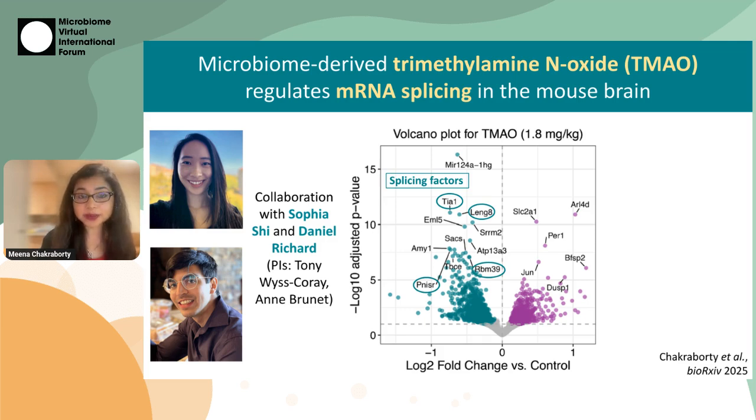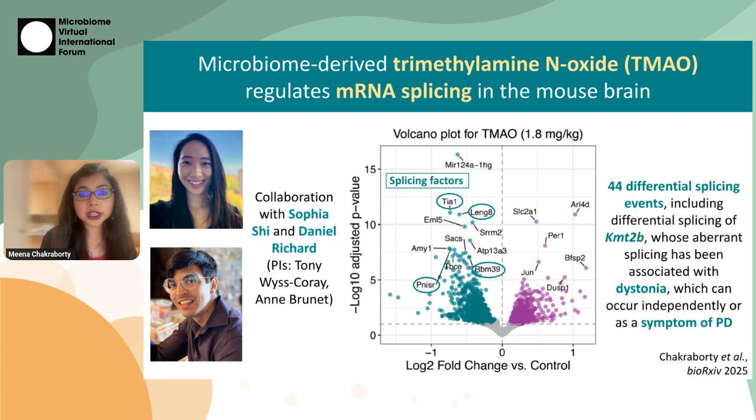splicing factors. And when we dug deeper, we saw that there were actually 44 differential splicing events between the brains of TMAO-treated animals versus controls, including differential splicing of the gene KMT2B, whose aberrant splicing has previously been associated with dystonia, which can occur either independently or as a symptom of Parkinson's disease.